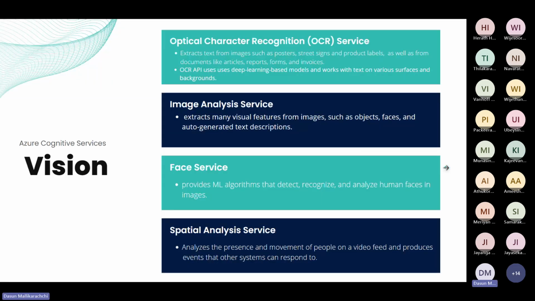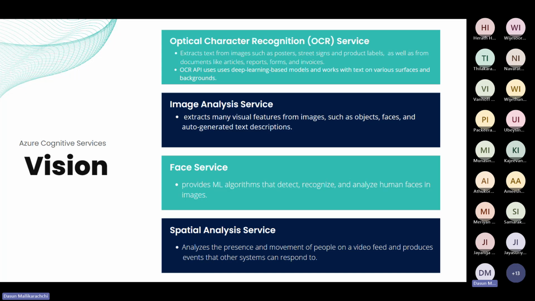So I'll be briefly talking about each of these categories and the services associated with them. First of all, we have the Azure Cognitive Services Vision category. There are four main services under the Vision category. First of all, you have the Optical Character Recognition service, or OCR for short. What OCR does is extract text from images such as posters, street signs, and product labels. So it can extract text from various types of images, and this is something you encounter every day in everyday life.